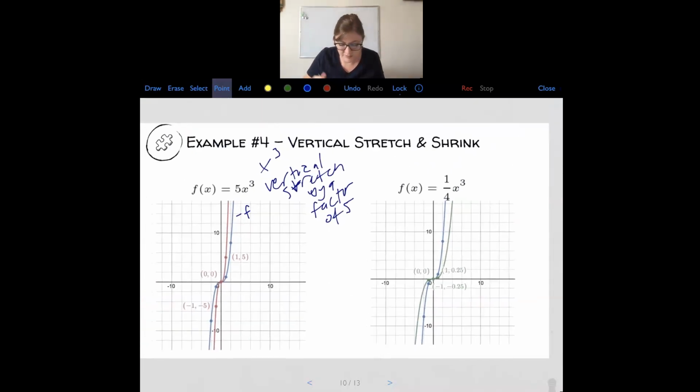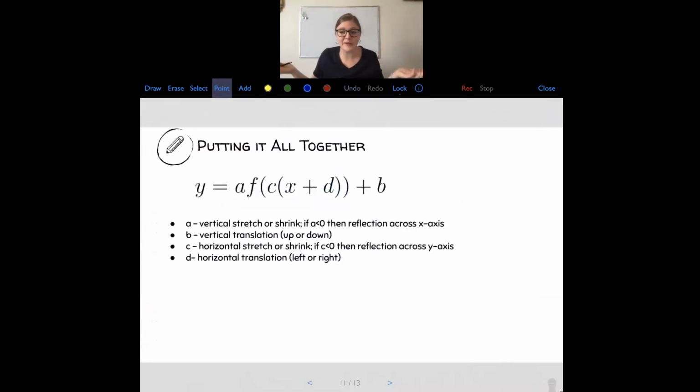So if we put it all together into one big equation, we have y equals a times f of, c times x minus d, plus b. So a is our vertical stretch or shrink. Remember, if a is less than 0, then there's also a reflection across the x-axis. b is our vertical translation, which moves the parent function up or down. c is our horizontal stretch or shrink. If c is less than 0, then we have a reflection across the y-axis. And d is our horizontal translation, which will move our parent function left or right.